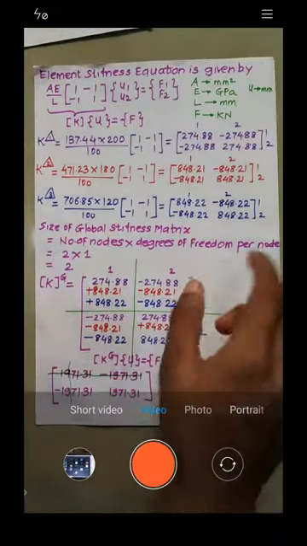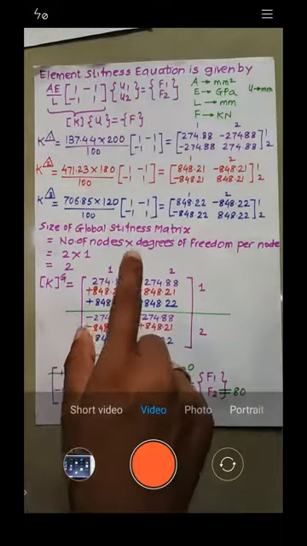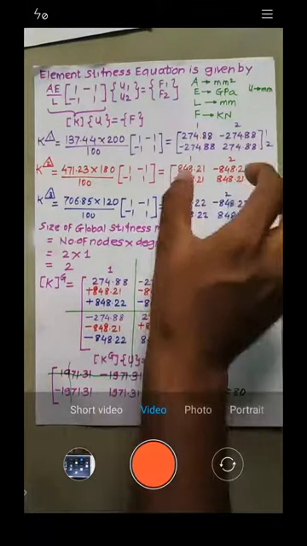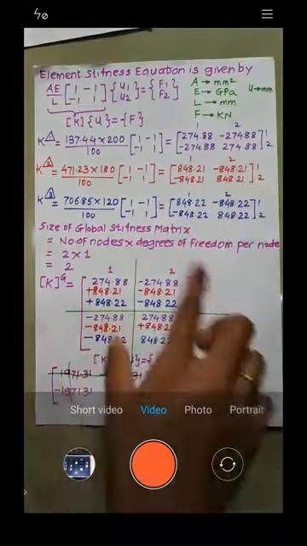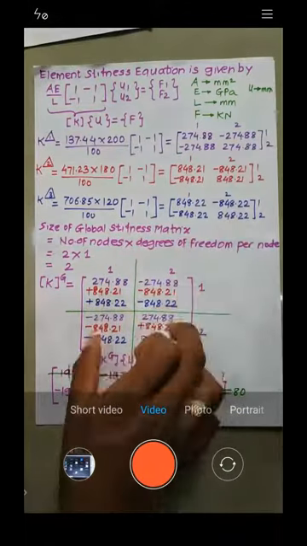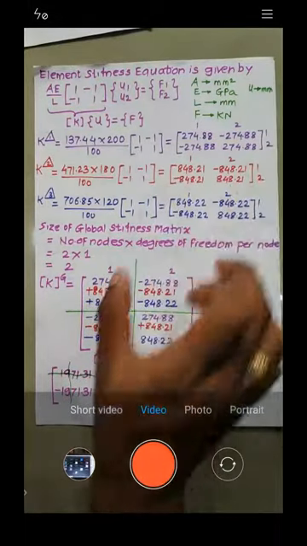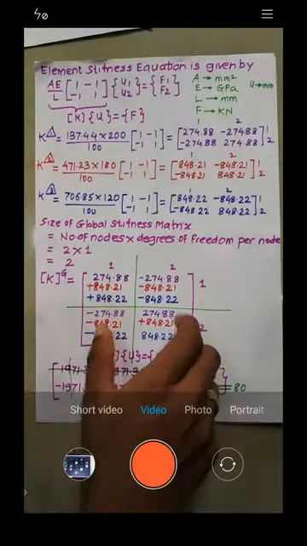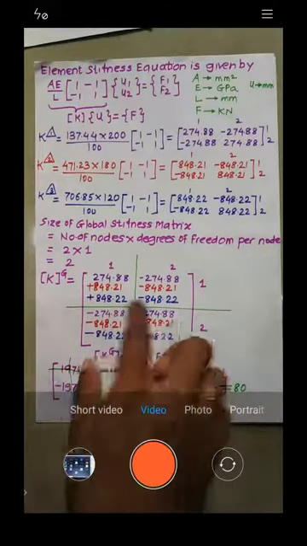Now what I did is simply draw a matrix of 2 by 2 size. I pick every element, and place it in the global stiffness matrix. Pick the element stiffness matrix for element number 1 and place it here. Pick this matrix, place it here. Pick this matrix, place it here.